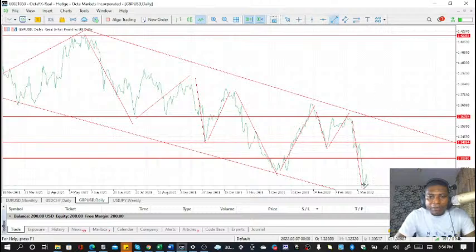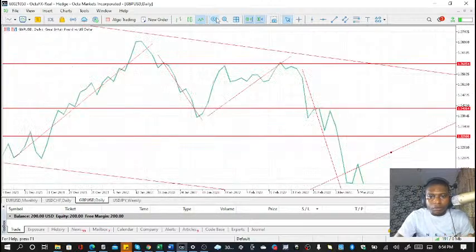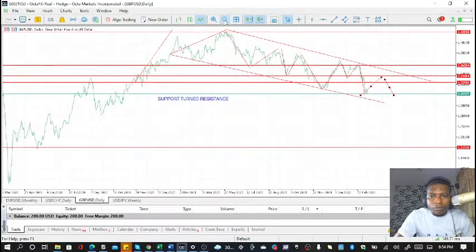Price might come to this region, all right, this region, and further go down. Good. So we can see a prediction of what price would most likely do, right?